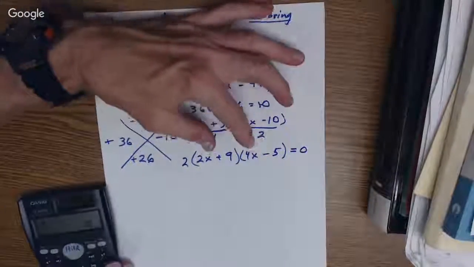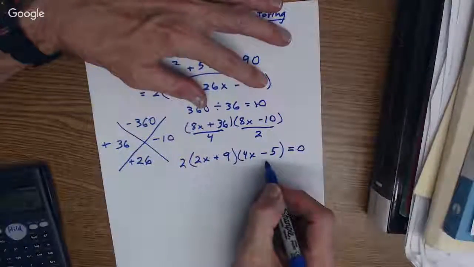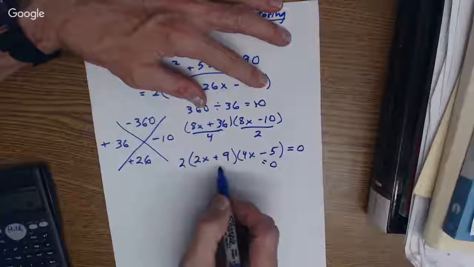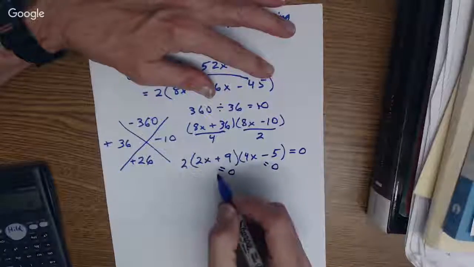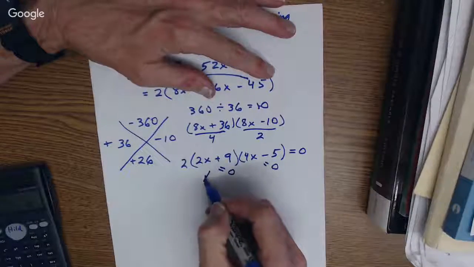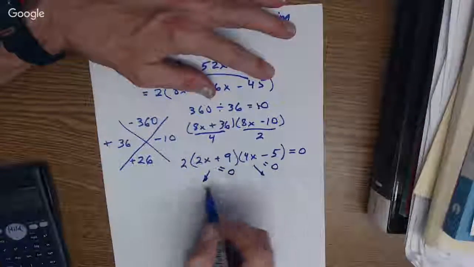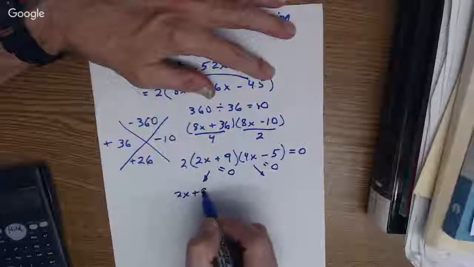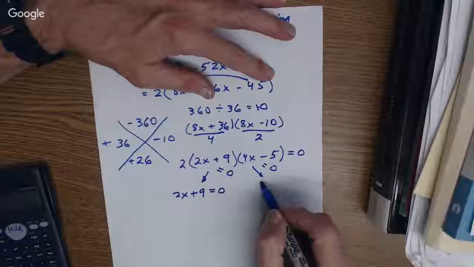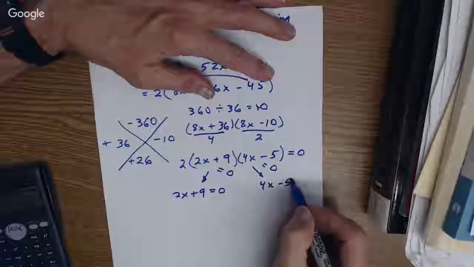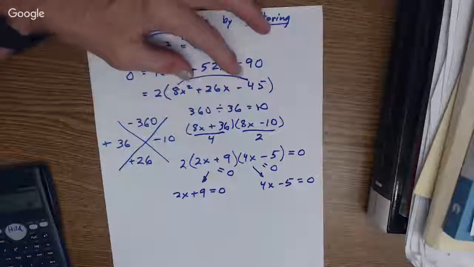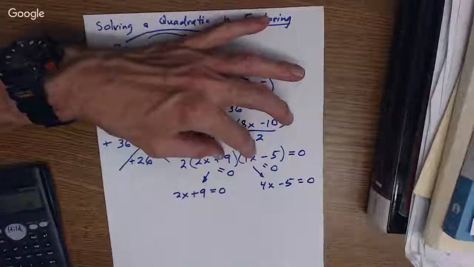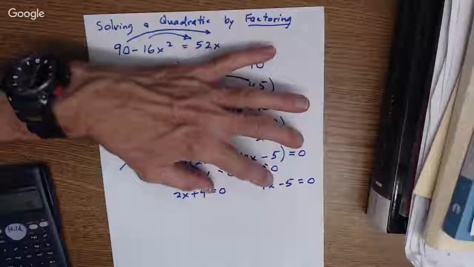Since these things are multiplied together and equal 0, that means one or the other of those parentheses has to equal 0. So we split the problem up into two smaller problems: 2x plus 9 equals 0, or 4x minus 5 equals 0. So we take one big quadratic equation and break it into two simpler linear equations that we can solve.